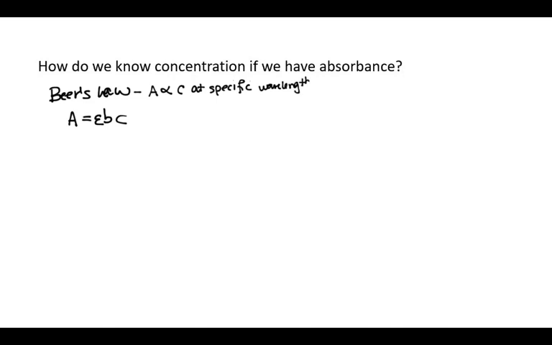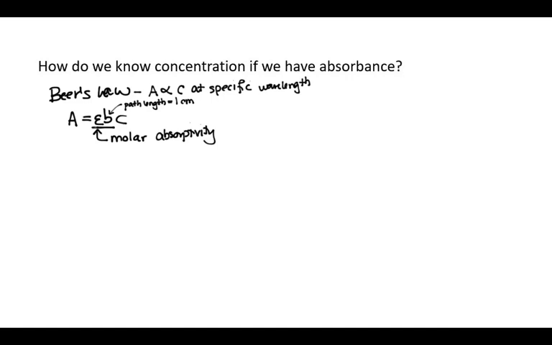Okay, so what we need to do is find epsilon and b. So epsilon is the molar absorptivity, and it's a proportionality constant that relates concentration and absorbance. b is the path length, which is basically the width of the cuvette. We know that is 1 centimeter for our spectrometers, but that's still part of our equation.